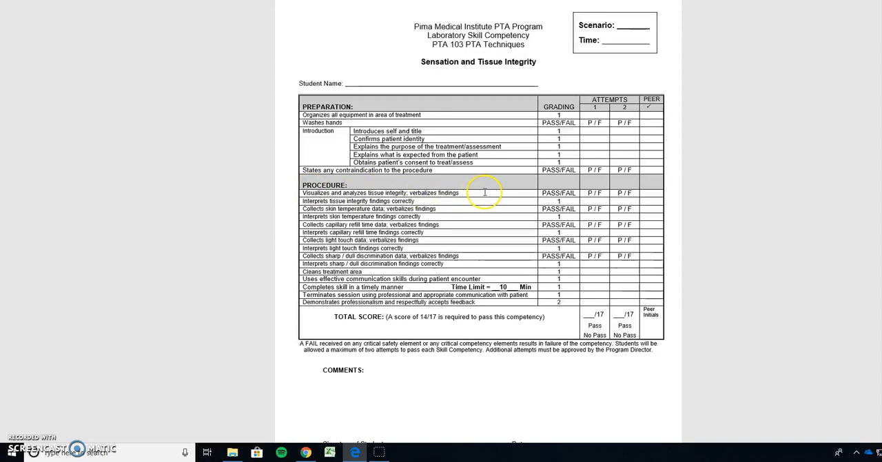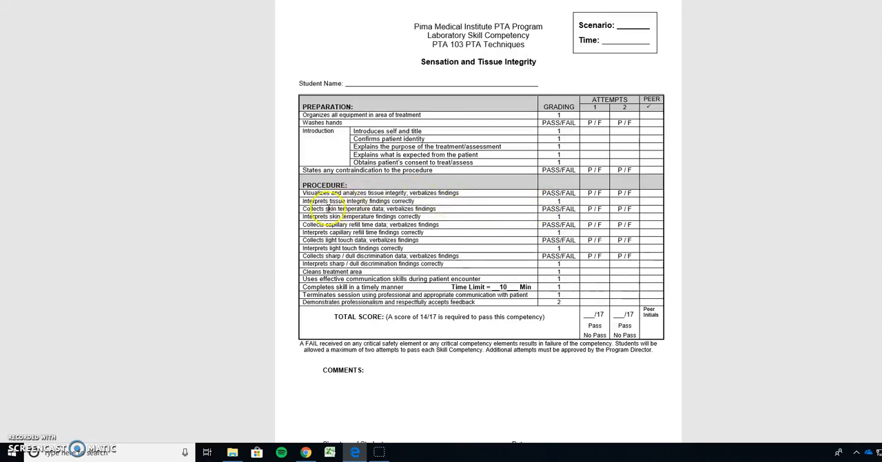Okay. So the first thing that you're going to do is a visual examination of the skin integrity and verbalize those findings. So that's looking for, like I said, open wounds, scarring, maybe bruising, discoloration, any tattoos, anything like that should be verbalized, making sure you're interpreting correctly. There is an open wound here, so yes, that's a contraindication. Or I don't see anything that could be a contraindication, so I'm going to move forward.